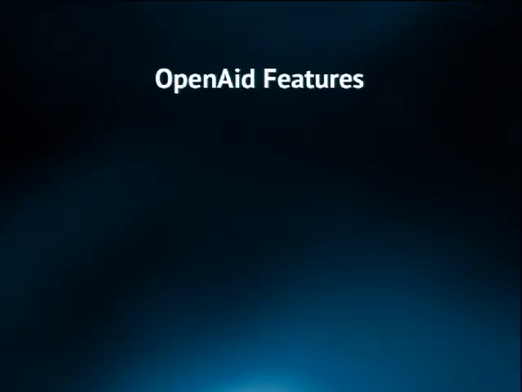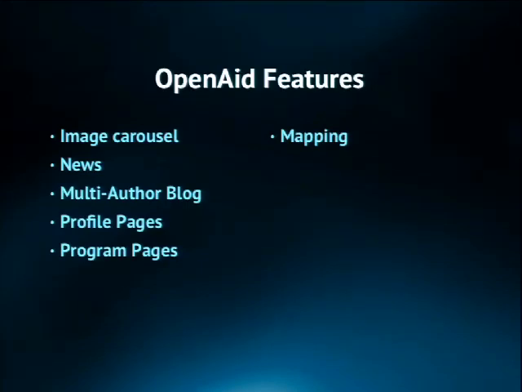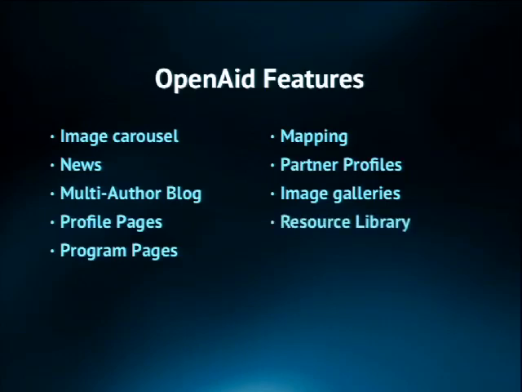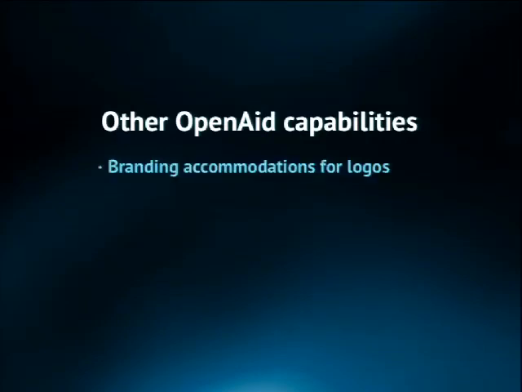So this is the list of features that OpenAid has, which hopefully by now looks really familiar. There's an image carousel, there's news, there's multi-author blogs, profile pages, program pages, there's mapping, partner profiles, image galleries, resource libraries.